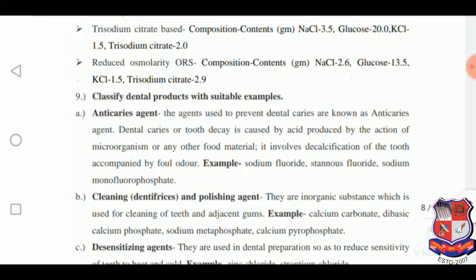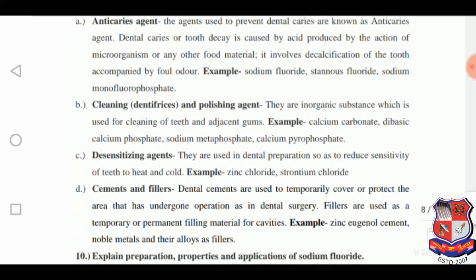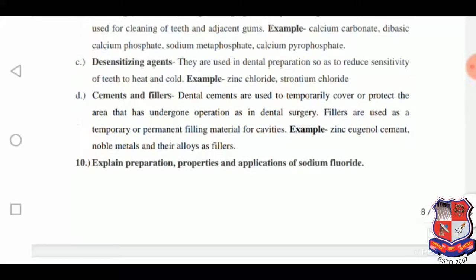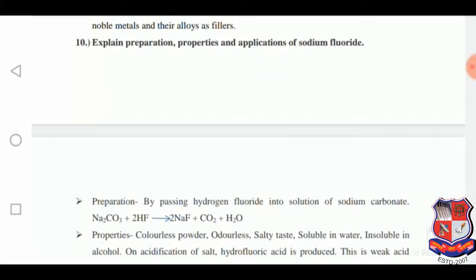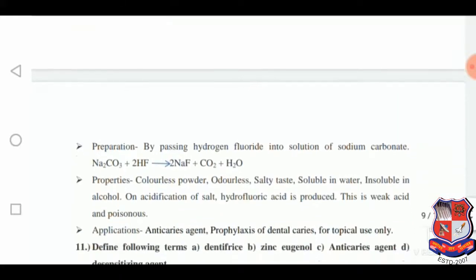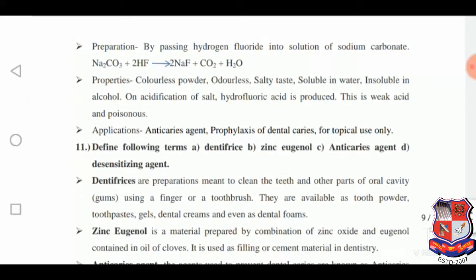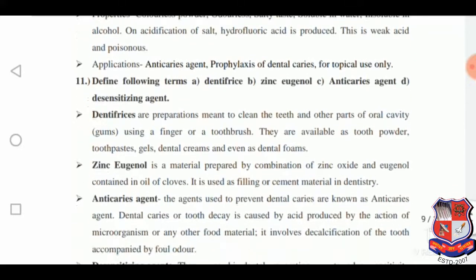Next question: classify dental products with suitable examples. These are the dental products: anti-caries agents, cleansing and polishing agents, desensitizing agents, cements and fillers. Next question: explain the preparation, properties and application of sodium fluoride. Here are some properties with the chemical reactions involved. Application means mainly anti-caries agent, for prophylaxis of dental caries, for topical use only.